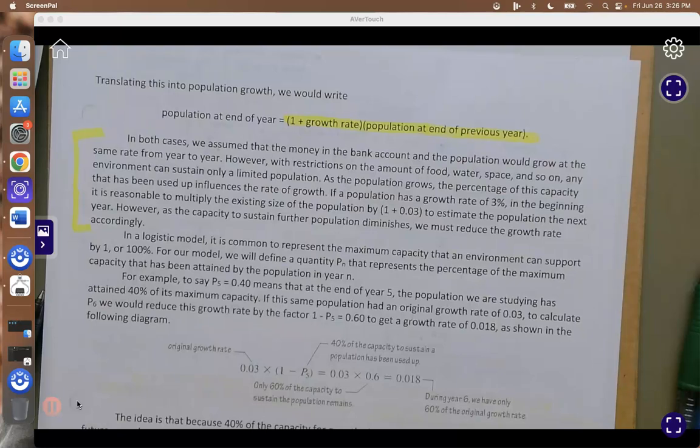However, with restrictions on the amount of food, water, and space, and so on, any environment can sustain only a limited population. As the population grows, the percentage of this capacity that has been used up influences the rate of growth. If a population has a growth rate of 3% in the beginning, it's reasonable to multiply the existing size of the population by 1 plus 0.03, because that's our exponential growth, to estimate the population the next year. However, as the capacity to sustain further population diminishes, we must reduce the growth rate accordingly.